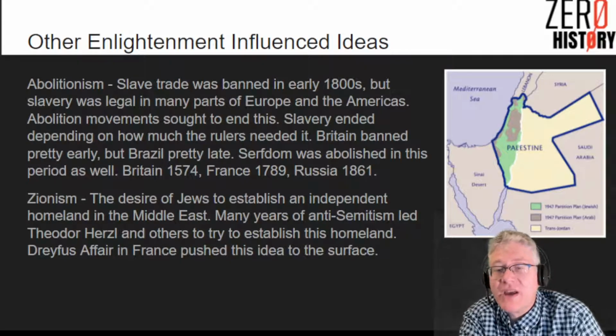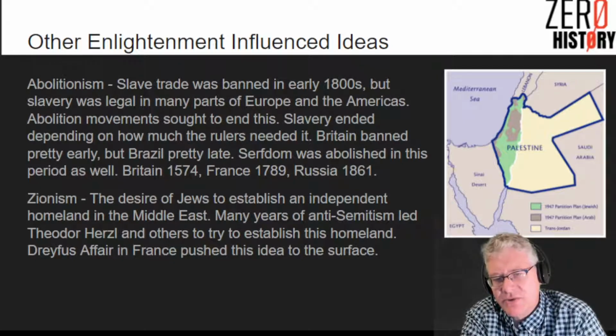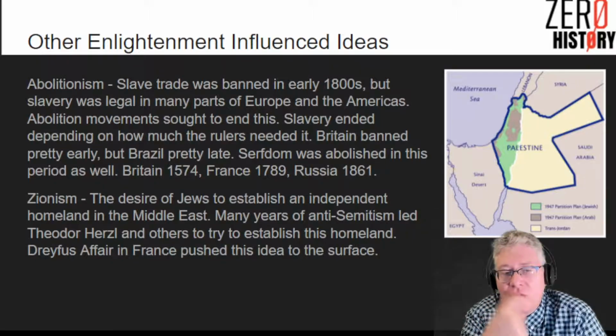They just didn't trust him. They were like, well, he's not really French, even though he and his family had lived in France for hundreds and hundreds of years and he had been born there. They still accused him of being sort of an outsider. So when this whole Dreyfus Affair takes place, it will push this idea of Zionism even further to the surface and have even more Jewish people moving to this region.